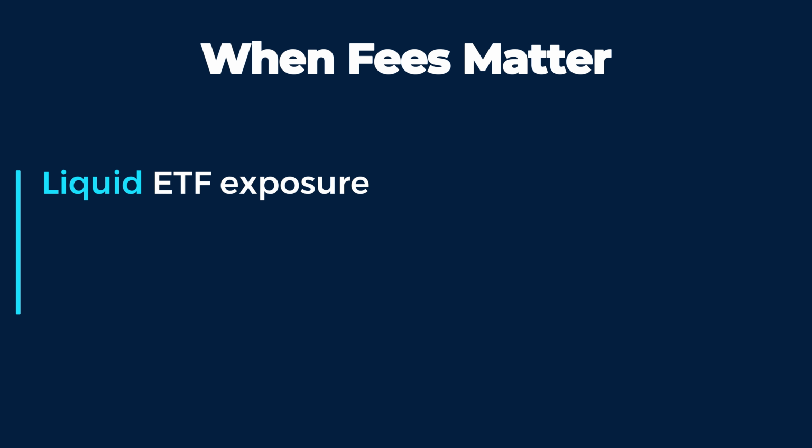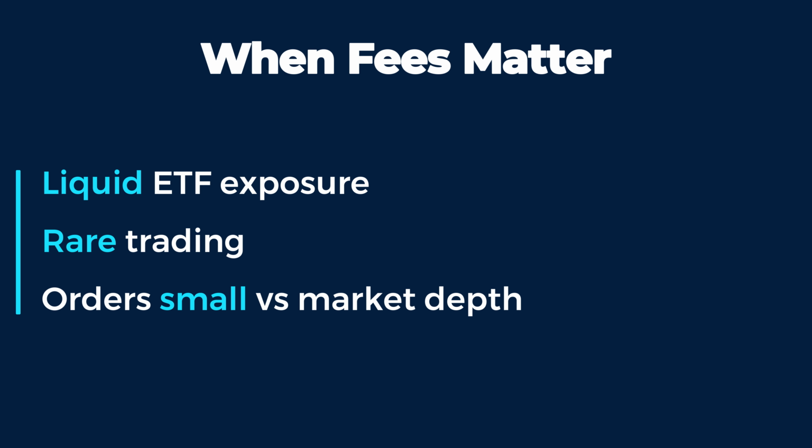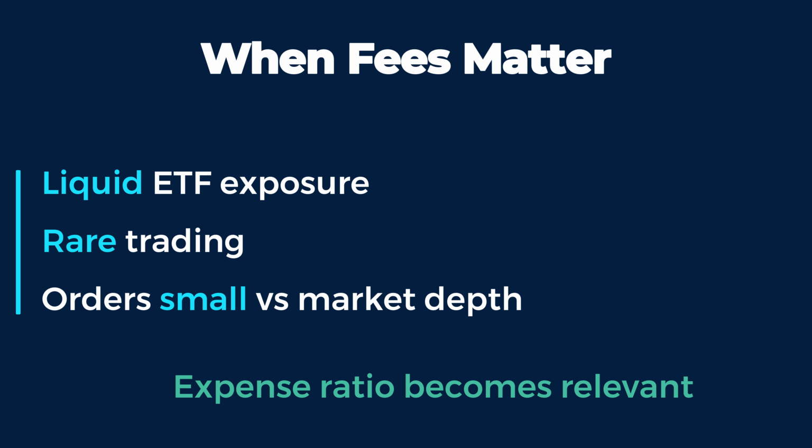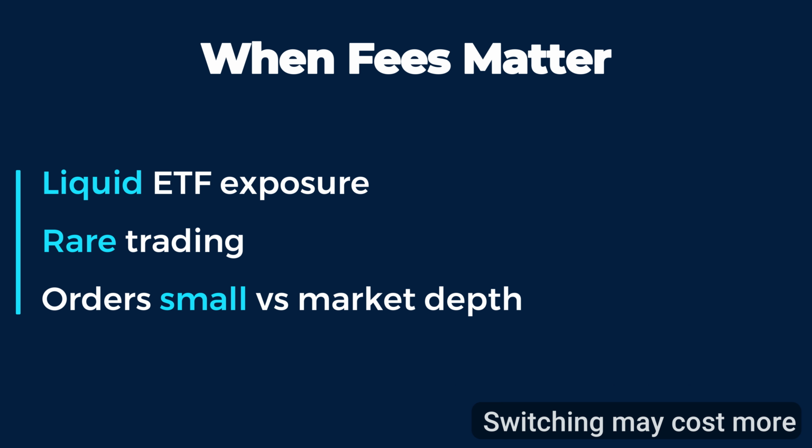If you hold a highly liquid, broad market ETF, if you trade it rarely, if your orders are small relative to daily dollar volume, then the expense ratio is a reasonable measure of ongoing cost. In that zone, switching funds to save 1 or 2 basis points is often structurally irrelevant. You can lose more than you save through spreads, timing, and tax realization. The correct move is usually to keep the exposure stable. Your main cost driver becomes behavior, not chasing lower fees.